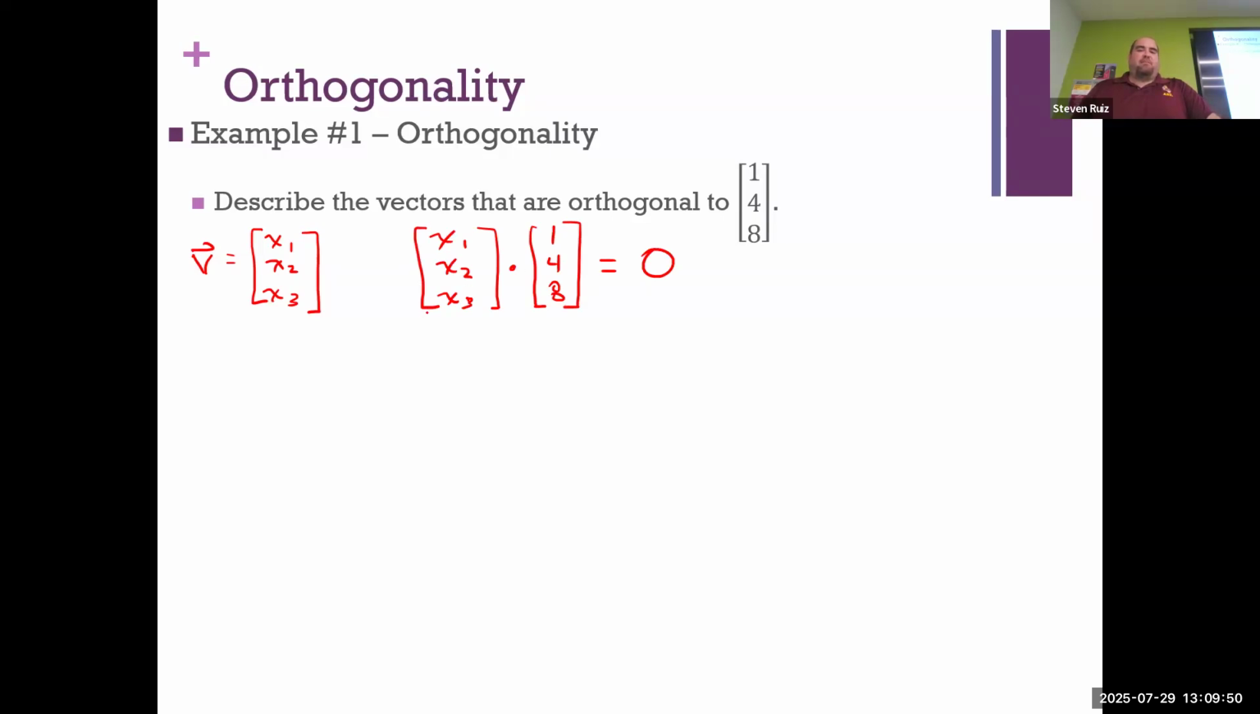So let's actually expand this dot product. What does this come out to be? 1 times x1, plus 4 times x2, plus 8 times x3, equals 0. So what I'd like to do now is come up with a basis for all the vectors that make this equation true. Is that something we know how to do?